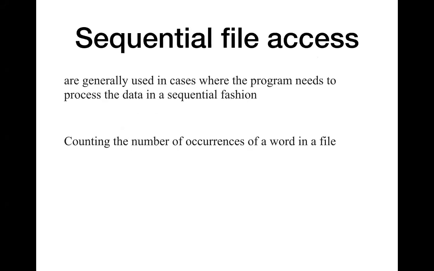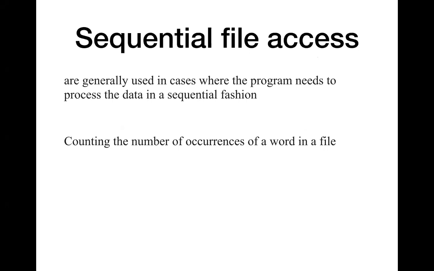Hi everybody. In this video, we are going to discuss how to access files randomly. That is, move to a particular location directly and access that record. There are two types of file access. One is sequential, the other one is random. Sequential is moving one after another in a sequential fashion.